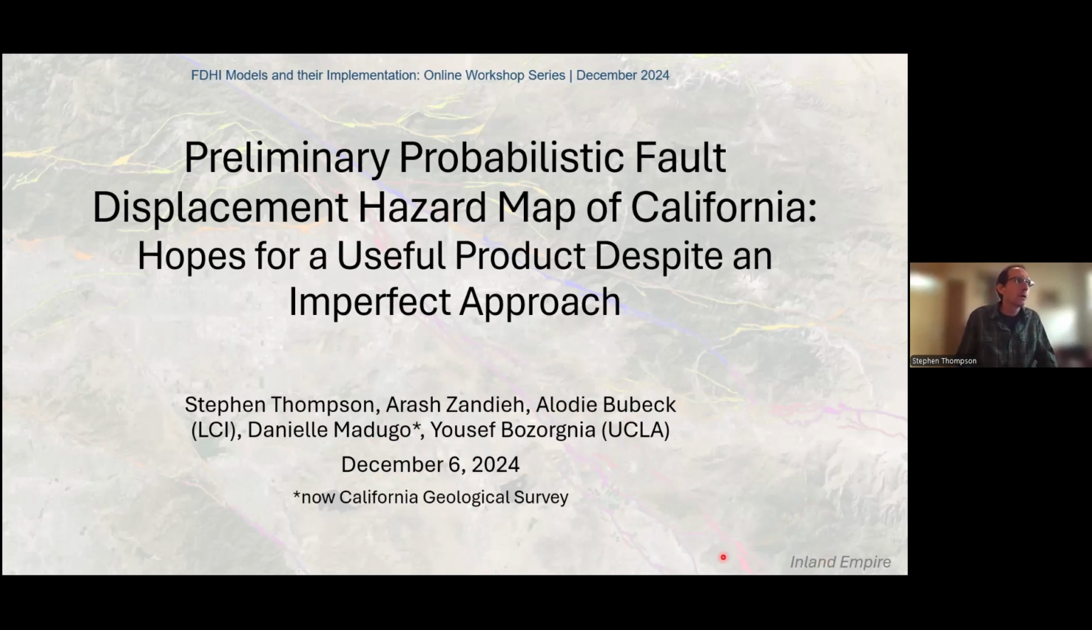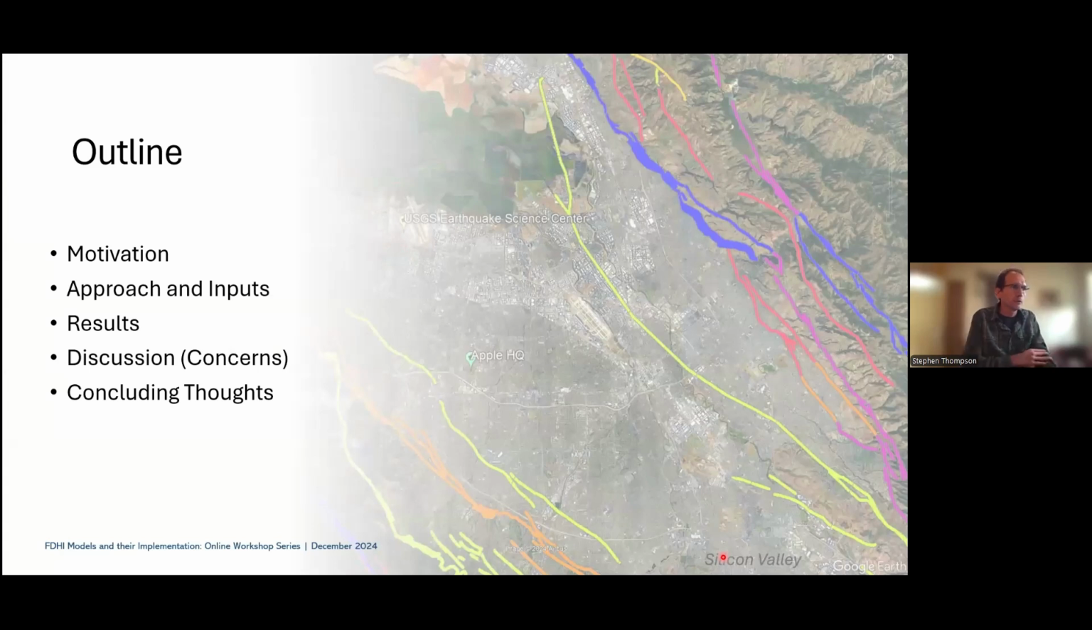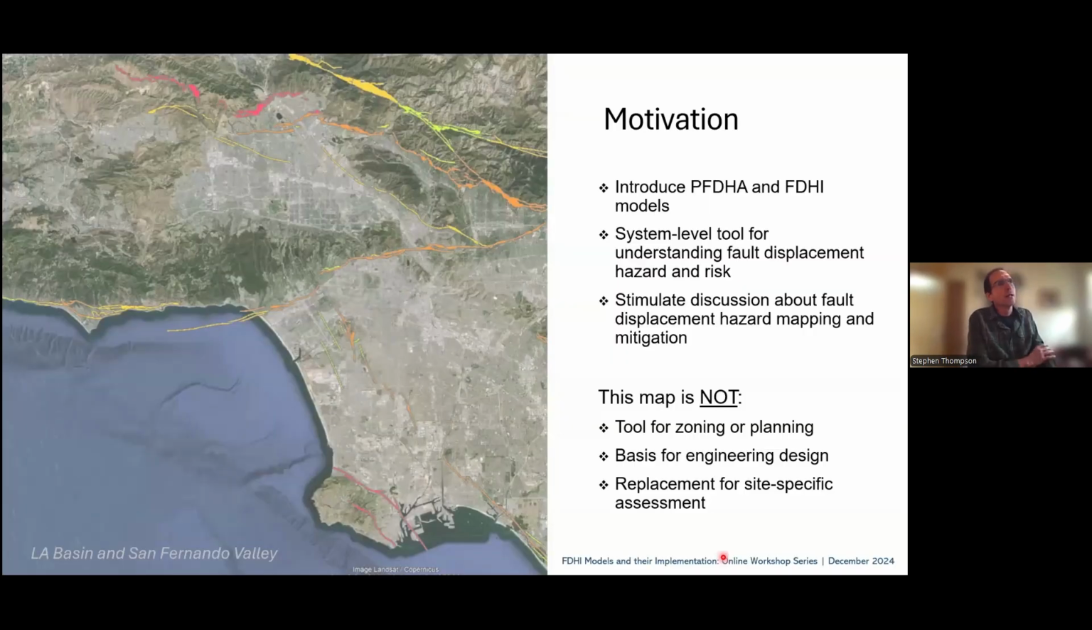This is a project to put together some sort of preliminary probabilistic fault displacement hazard map of California. And so the subtitle is, we're hoping for a useful product despite an imperfect approach. And we'll go through the motivation and some of the inputs, et cetera. So the motivation is we want to introduce PFDHA to a broader community, and we want to highlight the new fault displacement models under FDHI.